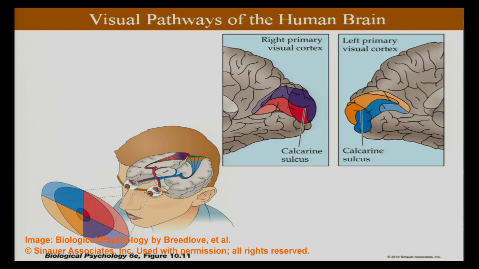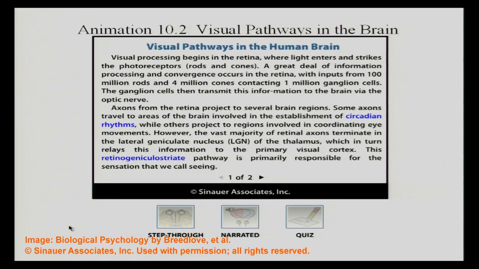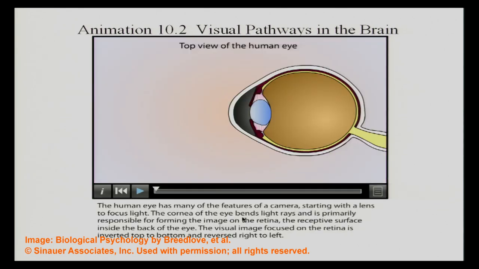And that slide, this is from your book, where the output of the eyes is shown here in these two different colors, and it'll be exemplified a little bit more in this next animation. So this is going to talk about the output of the retina to these different nuclei of the brain. So these are the pathways part of the process.